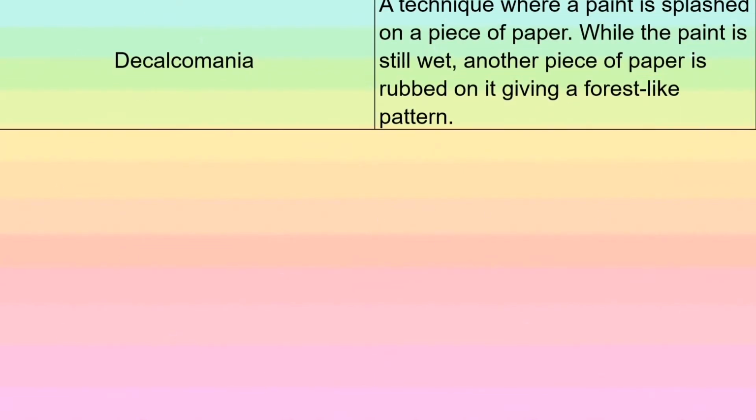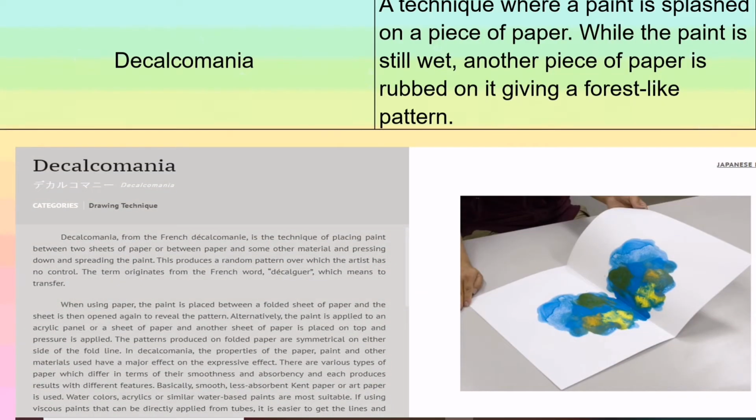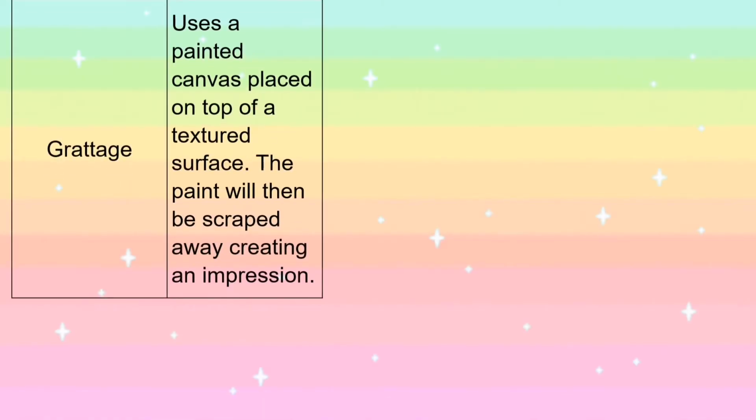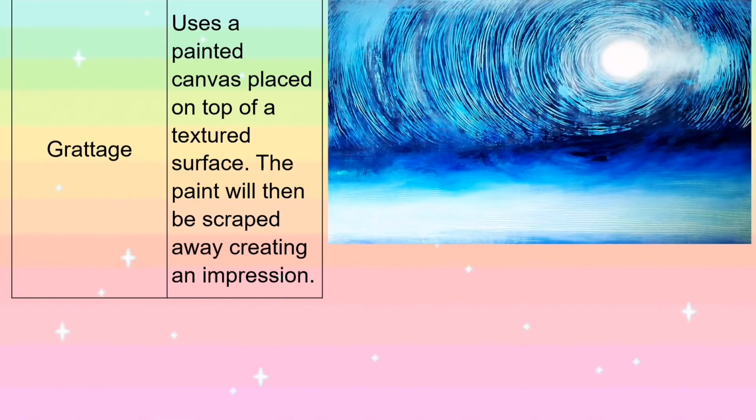Under Surrealism, we have Picalco Mania, a technique where paint is splashed on a piece of paper. While the paint is still wet, another piece of paper is rubbed on it, giving a forest-like pattern. Now let's have our gouache. The style of gouache uses a painted canvas placed on top of a textured surface. The paint will then be scraped away, creating an impression.